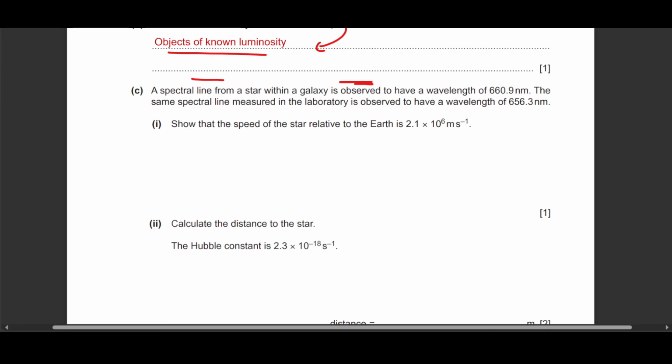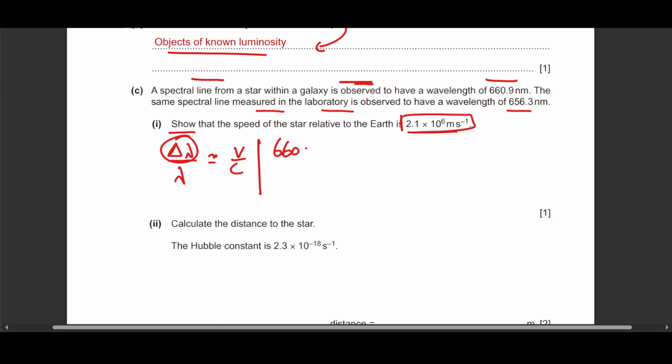He says that the observed spectral line from the star is observed at 660. The same spectral line in the laboratory is at 656. And the speed of the star moving away from the Earth is this one. He says, show that. So the formula that we have for this is delta lambda divided by lambda is equal to V divided by C. So we want to show the speed, right? So delta lambda is going to be 660.9 minus 656.3 divided by the standard value. What should be the standard? Should it be 660 or should it be 656? It is 656. Why? Because it was observed in the laboratory.